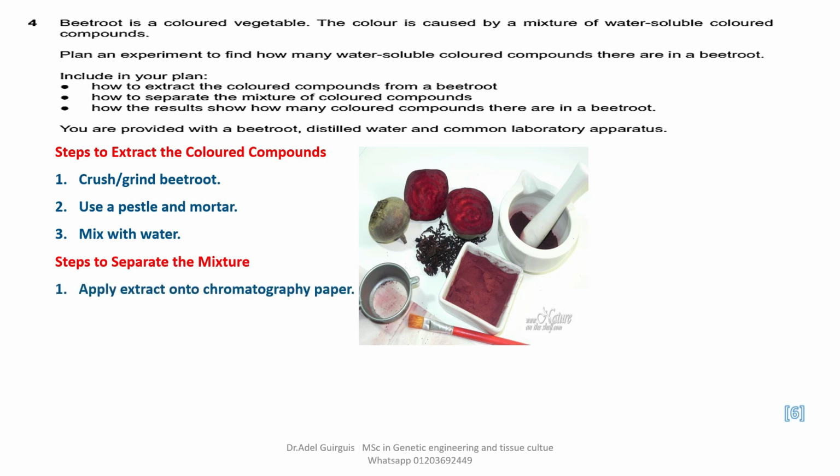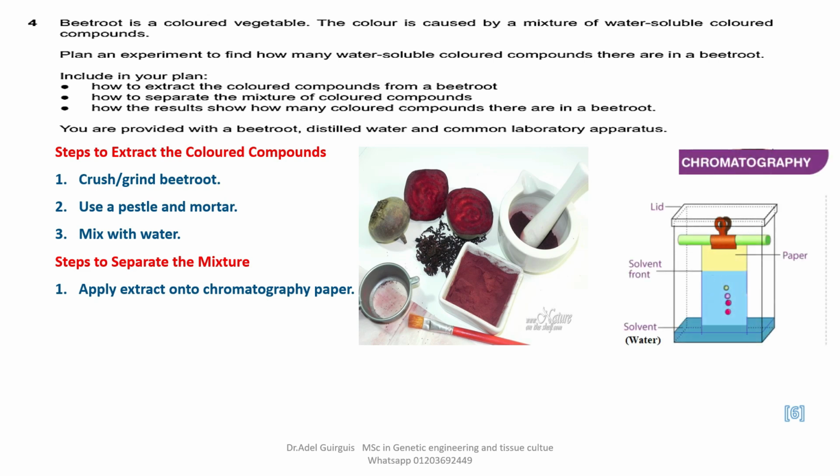How? Firstly, apply extract onto chromatography paper at the point of origin. Okay, we place 1 drop of this extract on the chromatogram paper like this, and place the chromatogram paper dipped in solvent. Here the solvent is water because beetroot colors are a mixture of water-soluble colored compounds. So the solvent is water, but the baseline must be above the level of solvent, and drawn by pencil, not by pen. Then hold the paper from above and cover the container with a lid. Look, use chromatography technique, then place paper in solvent, water, immersed in it, which is water here in this example.